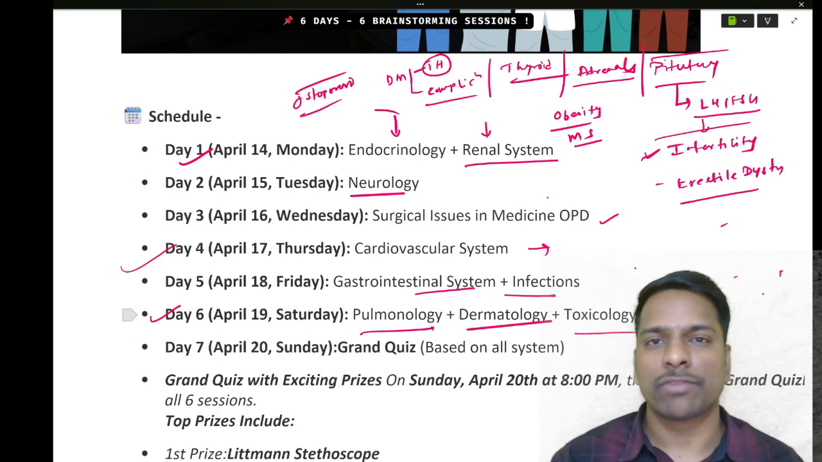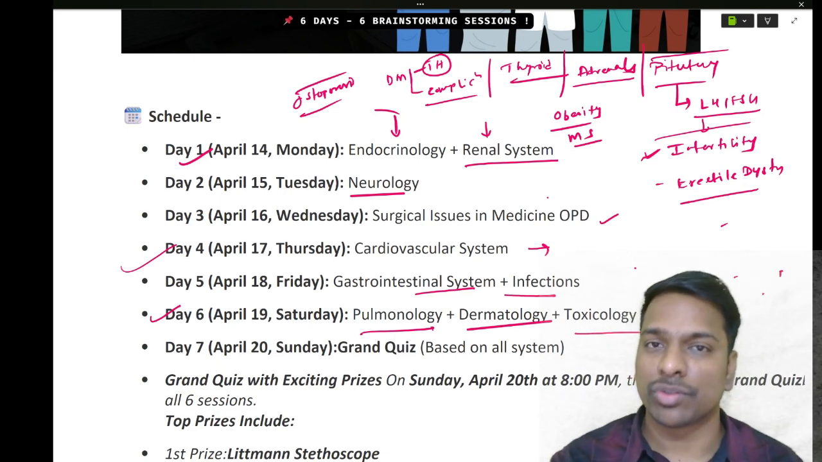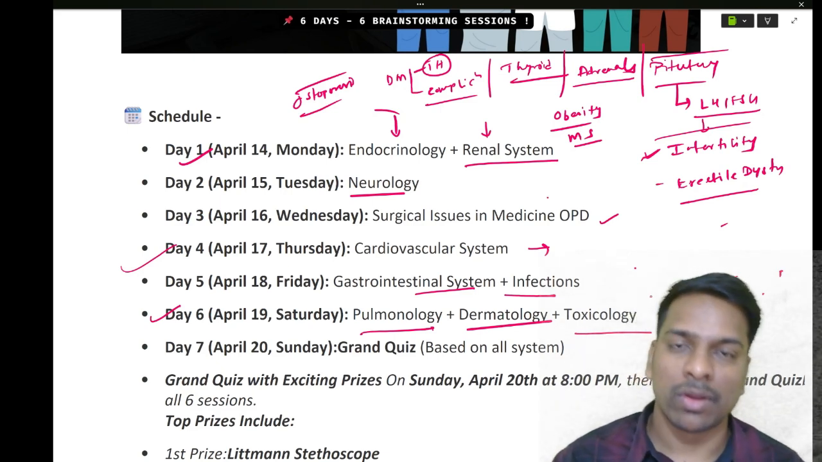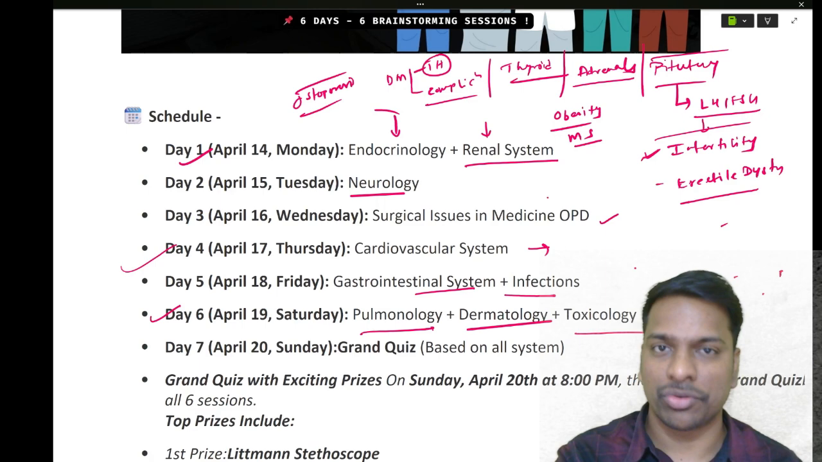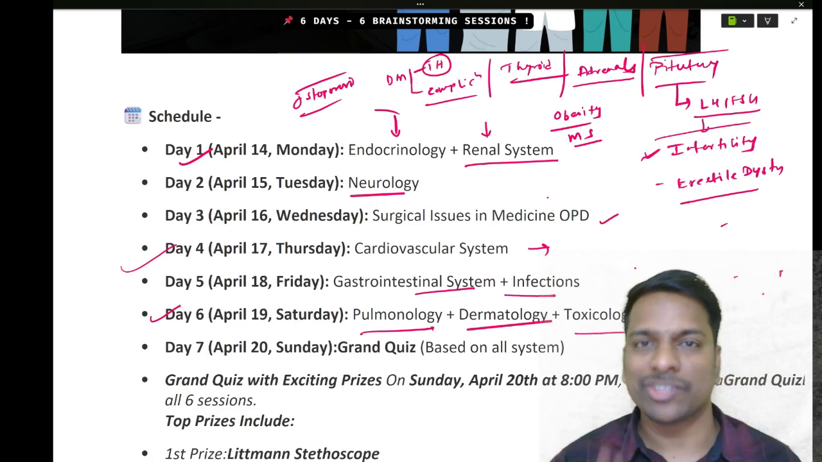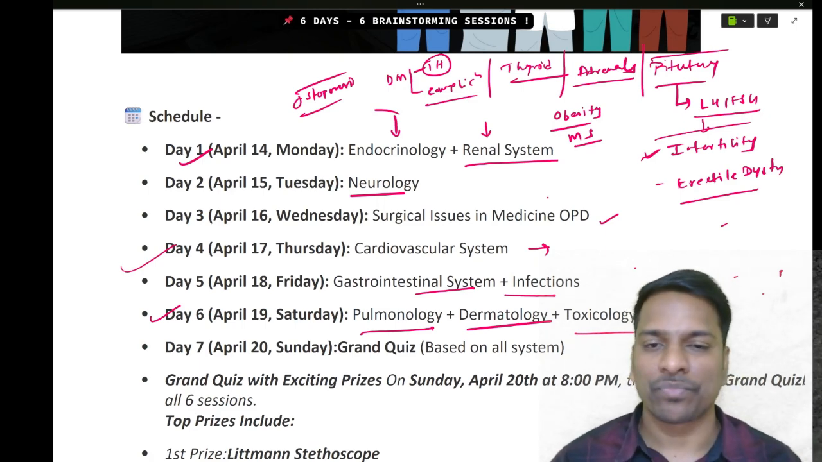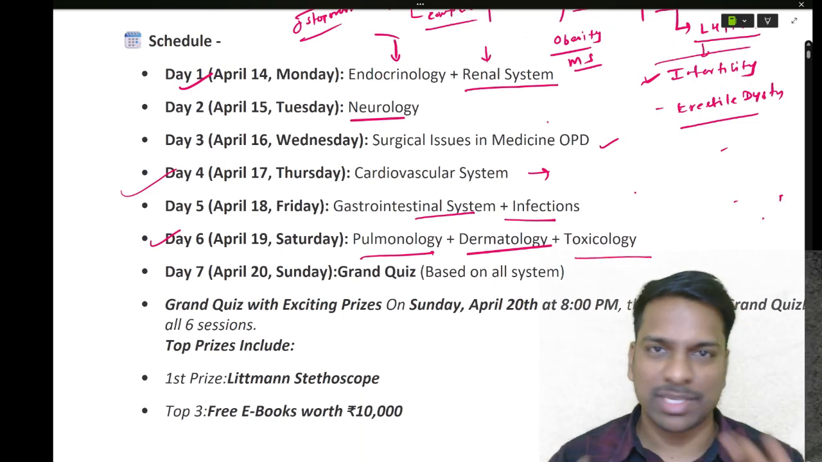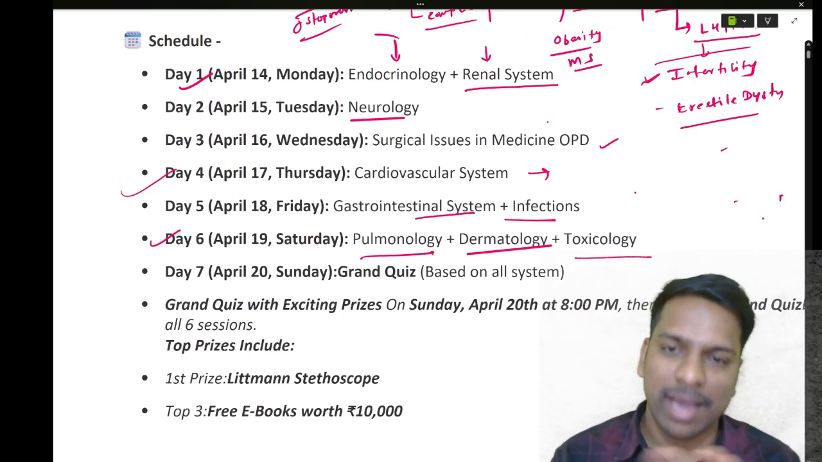Then toxicology, we'll discuss the common patients coming to the OPD with toxicology. For example, if somebody has drunk Dettol or somebody has drunk Harpic, then how should we approach? When should we refer? Where should we refer? And what would be the due course of the treatment in such cases? So as a physician, as a practitioner, you should have that idea. After that, in 6 days we've extensively covered entire systems.